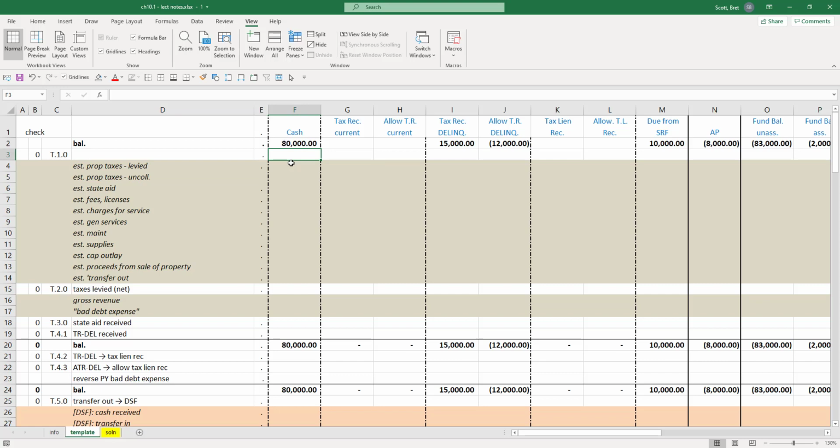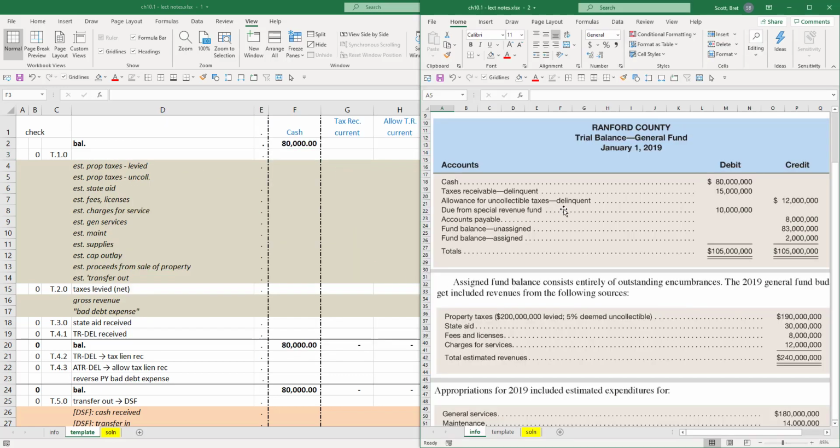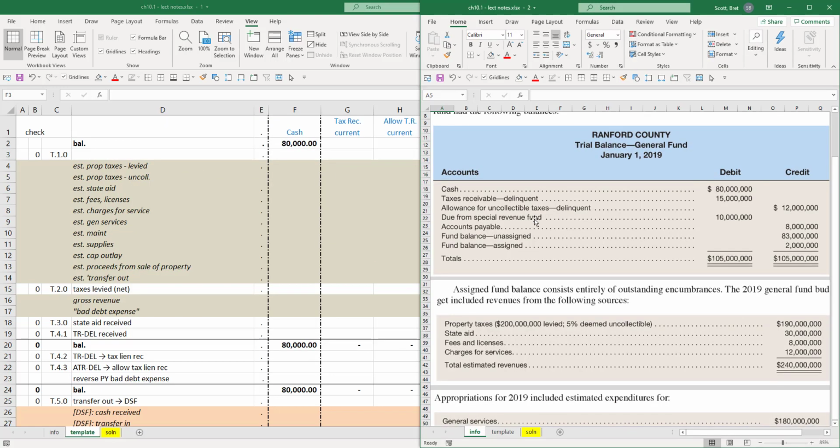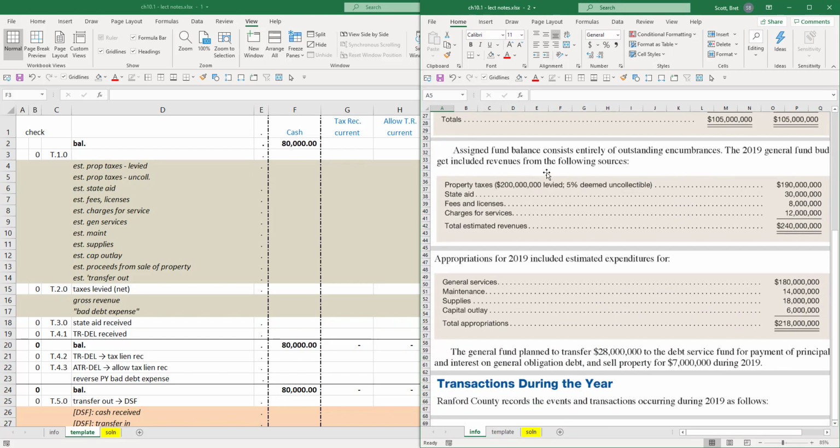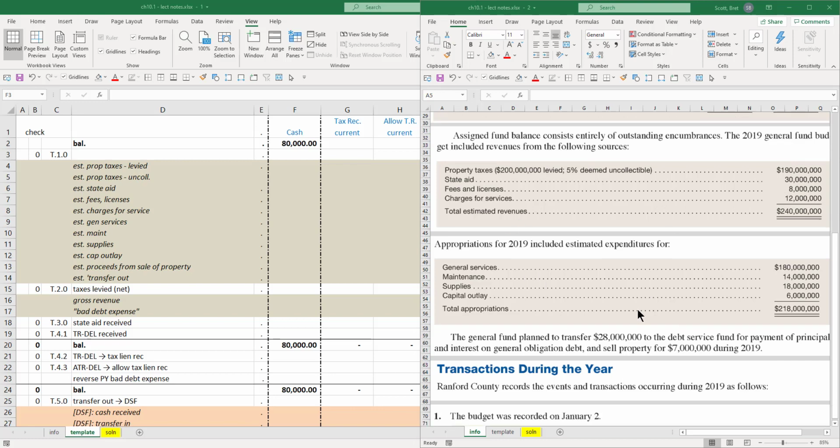So let's talk about the first example here where we say, here is our balance sheet information. And we come down, we find out some more information about what the budget says in terms of total estimated revenues and estimated appropriations and expenditures. What does all that stuff mean? Well, it's essentially the budget that's been passed, and we need to enter that information into our ledger account so that we can compare what actually happened versus this budgeted information.